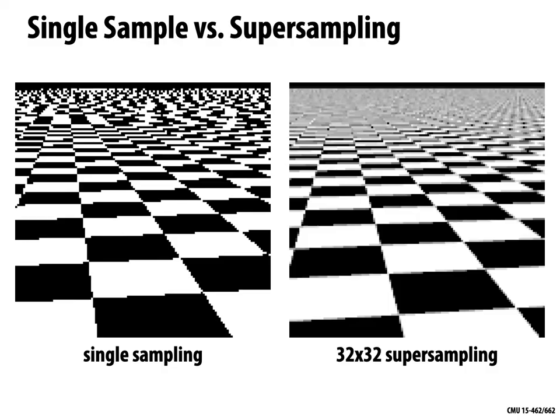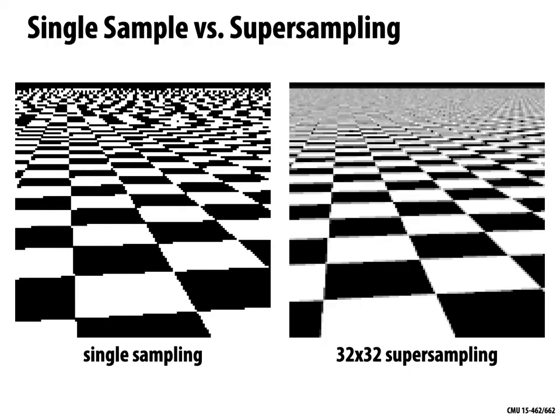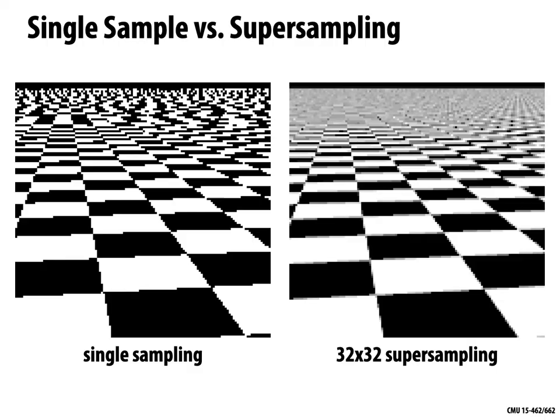And that's what Nyquist-Shannon was telling us: you have infinite frequencies in your signal. No matter how many samples you take, you're always going to have some error in your reconstruction, right?